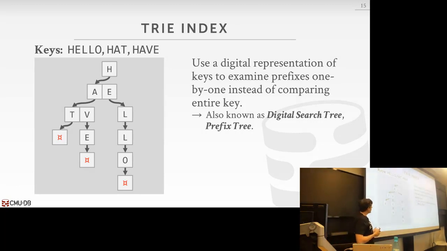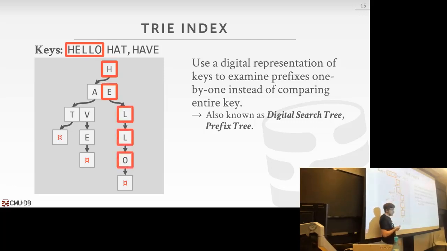So now if I want to do a lookup, say I want to look up hello, I just decompose the key into its digits, and I look at the H, I have a match here, I find the E, and then I traverse down LLO. And the bottom is just like in our B+ tree. This could be a record ID that points to the actual tuple that we're looking for.